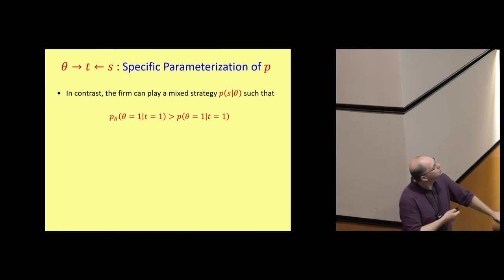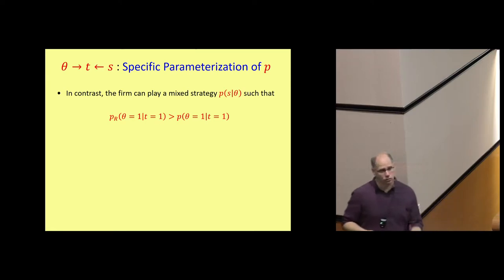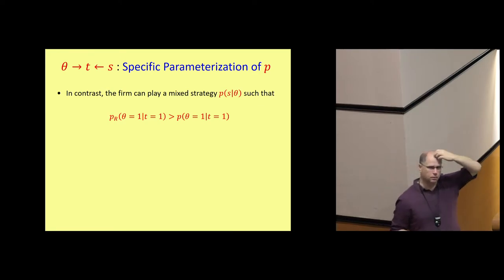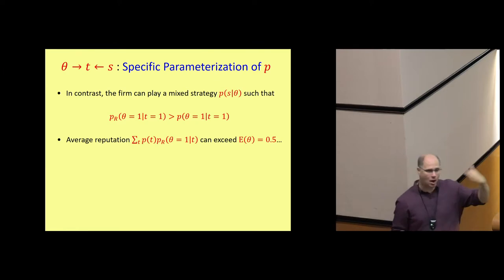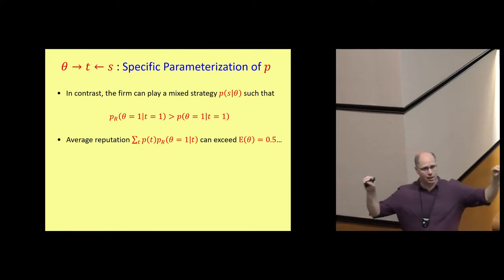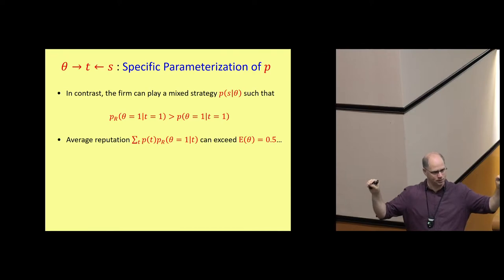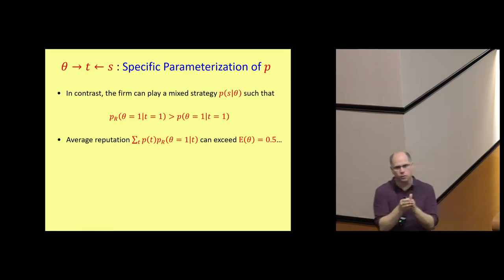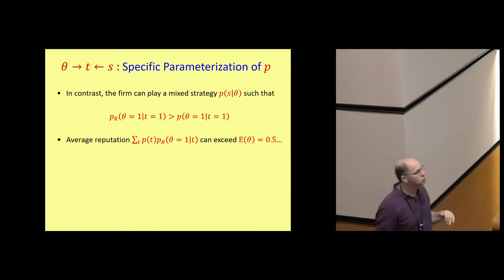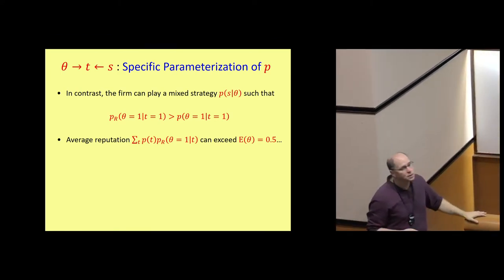However, the firm can play a mixed strategy, and it will have to be mixed, such that he will actually misinterpret the moderate review, such that they will overestimate the probability that this is a good product. Okay? And that's the thing that is going to create an overall expected exaggeration of the quality of the product. So on average, because when he sees extreme reviews he's imposing a correct interpretation, but when he's seeing a moderate review he exaggerates the probability that this is a good product. On average, he exaggerates the probability that the product is good. So his average reputation exceeds one half.